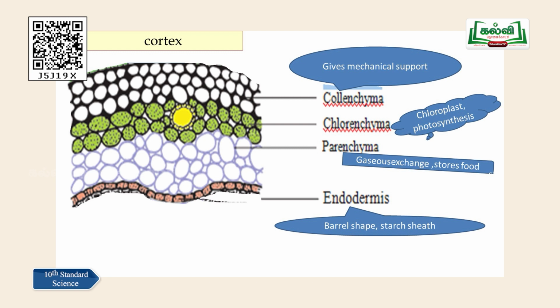It is followed by the endodermis. The endodermis has barrel shaped cells with starch granules in them. The starch granules are interconnected and they form a starch sheath. So, this endodermis layer is also called the starch sheath layer.